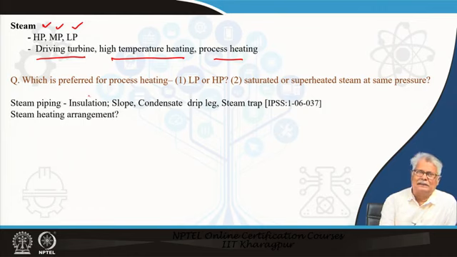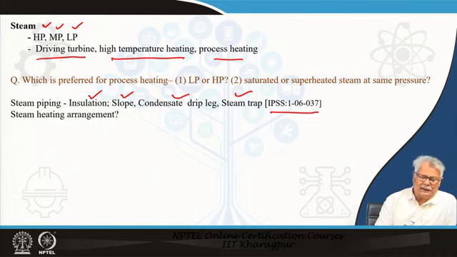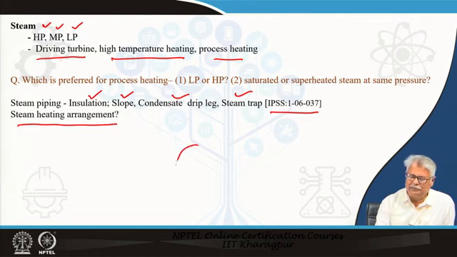Obviously, your steam piping must have insulation. It must have a slope, because whatever condensate forms should be carried forward, typically 1 in 100. It is 100 centimeters in 10 meters. You must provide condensate drip legs. There has to be steam traps. We talked about steam traps earlier, and typically here is the standard which is used in our steel industry for the steam trap.